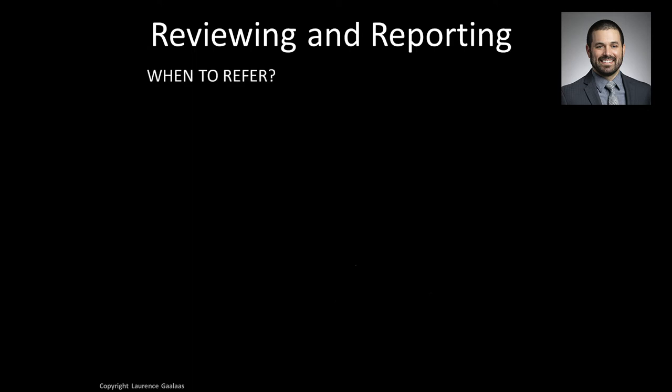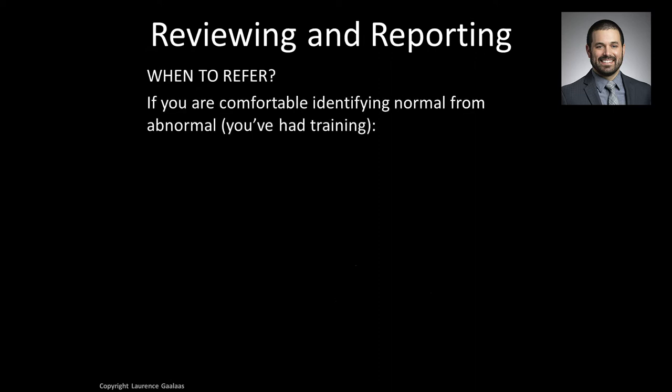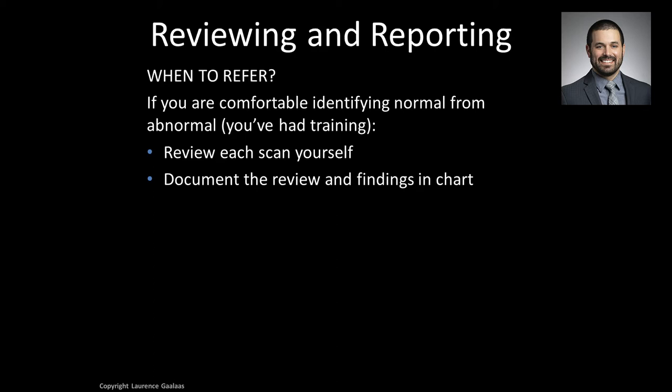So oral and maxillofacial radiologists review these for help. The question is, when to refer? Well, if you are comfortable identifying normal from abnormal, and you've had some sort of advanced training, that might be a residency where you've had routine daily hands-on work with cone beam CT, or you've attended a hands-on day or two-day course, and from that you're actively engaged in reviewing all of your scans in your own practice, you can review each scan yourself. This is a personal decision about your own comfort and confidence with the information. You, of course, have to document that you did the review and the findings in your chart.